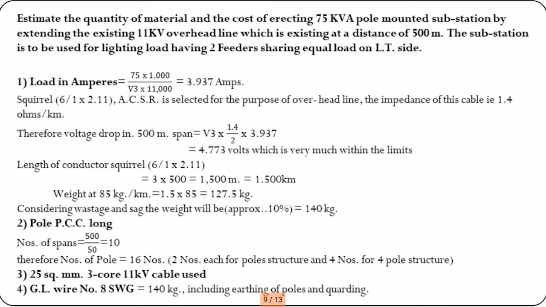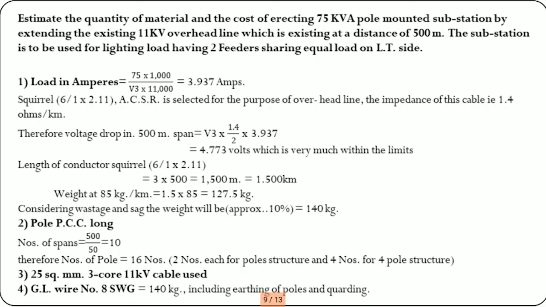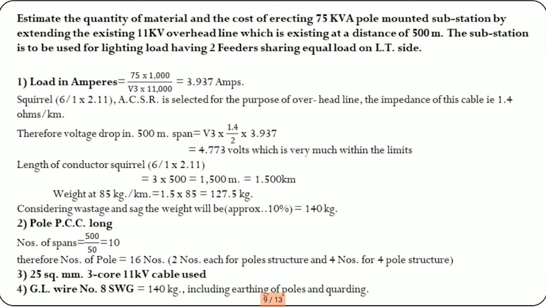Then the weight is 85 kg per kilometer. So 1.5 into 85 is equal to 127.5 kgs. Then consider the wastage and sag. The weight will be approximately 140 kgs.